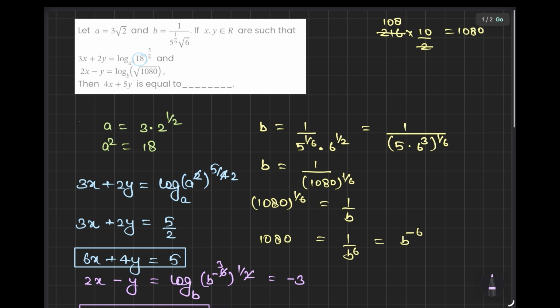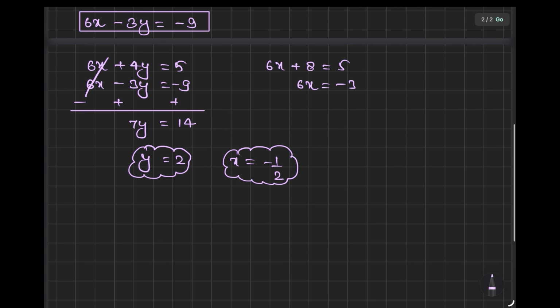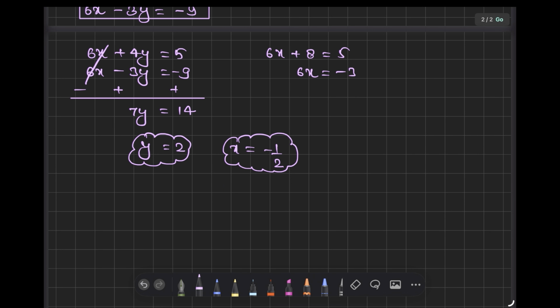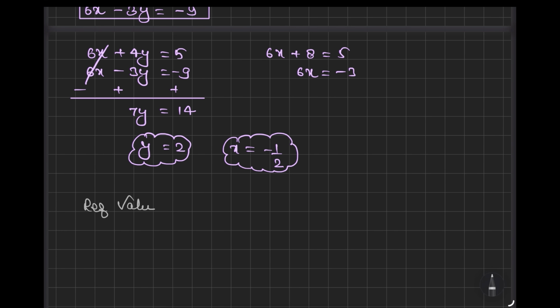So we got our y and we got our x. Now we need to calculate 4x plus 5y. The required value is 4x plus 5y. You know that x is minus 1 by 2, so the 2 cancels. We are left with 2 into minus 1, which is minus 2, and then plus 10. So the required value becomes 8.